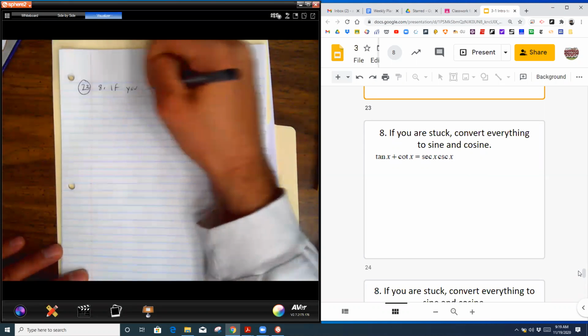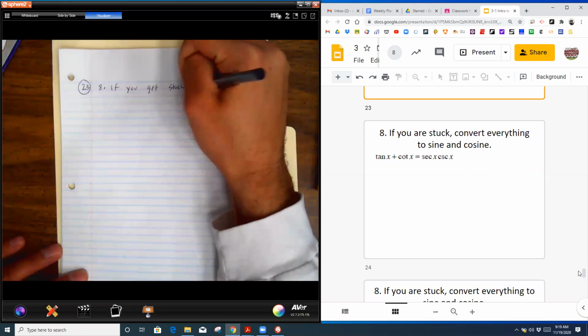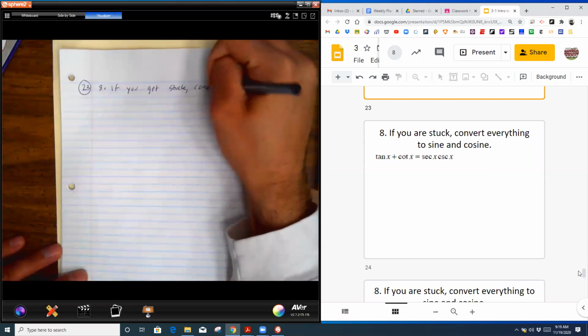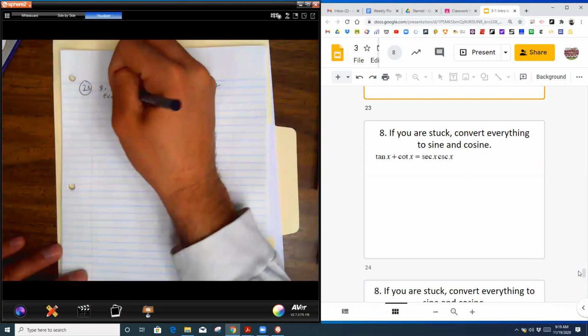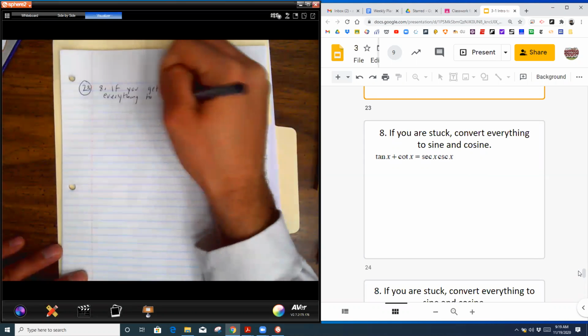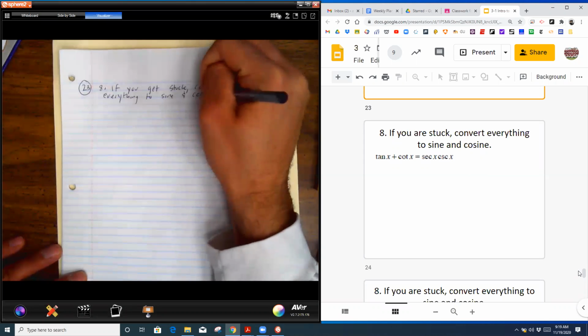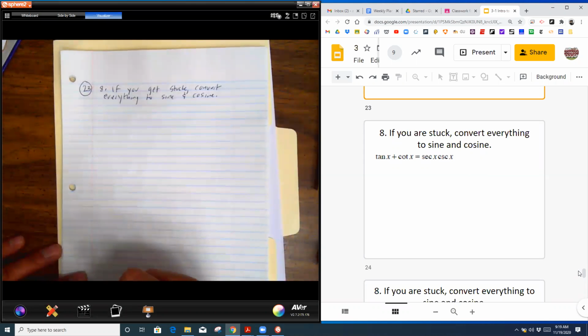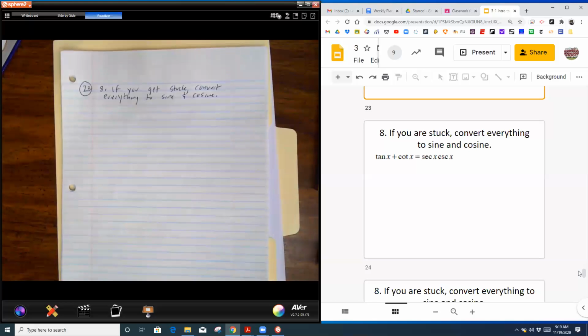If you get stuck, convert everything to sine and cosine. That's because all trig functions could be written in terms of sine and cosine. Tangent is sine over cosine. Cotangent is cosine over sine. Secant is 1 over cosine. Cosecant is 1 over sine. So all trig functions can be written in terms of either sine or cosine. So if you do that, then it might help you see what to do.